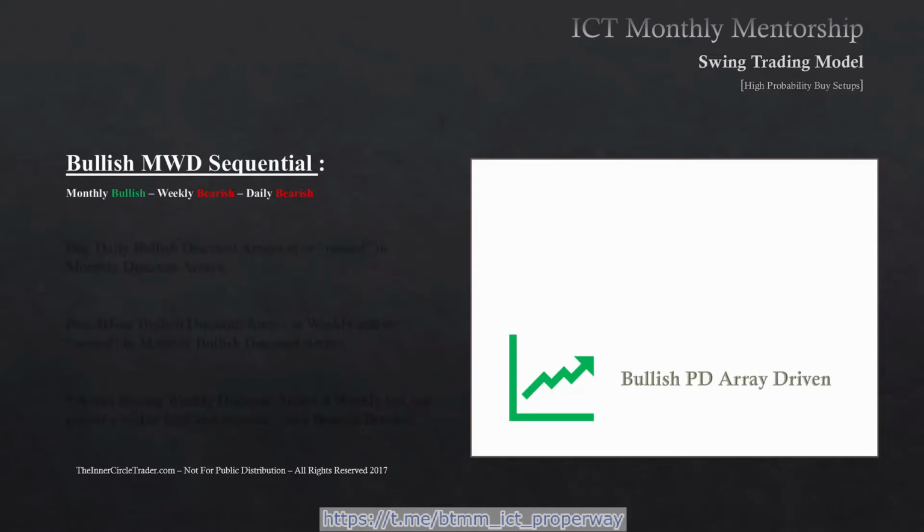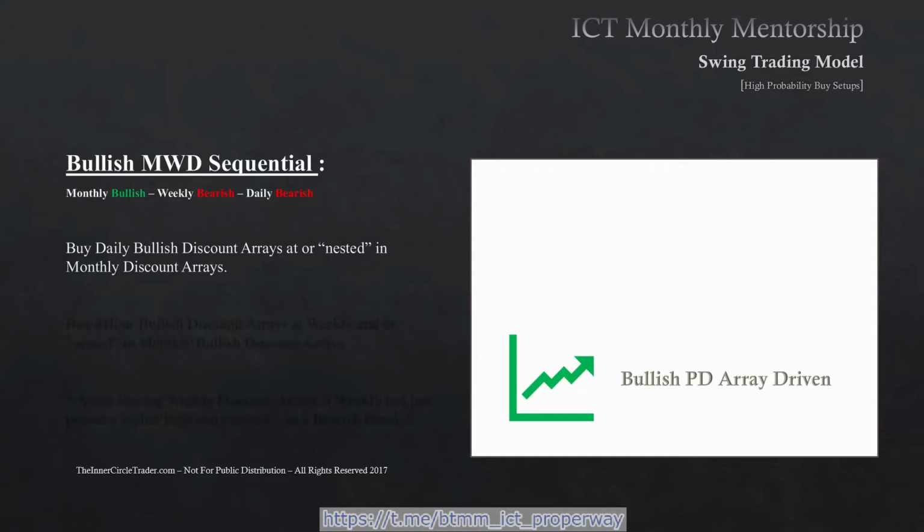Okay, when the monthly is bullish and the weekly is correcting and the daily is correcting, we'll be still buying daily bullish discount arrays at or nested in a monthly discount array. That means there may be a monthly bullish order block that it's trading down into, or it's trading to close in a monthly liquidity void or fair value gap, or maybe trading back to an old high or an old low. But we're going to be getting our information from the monthly chart.